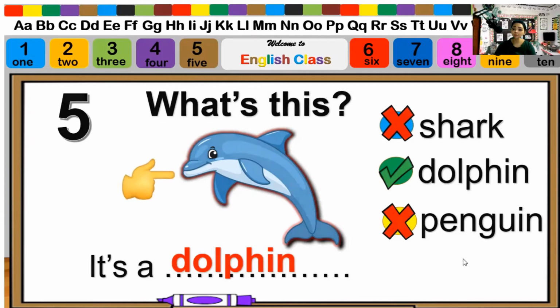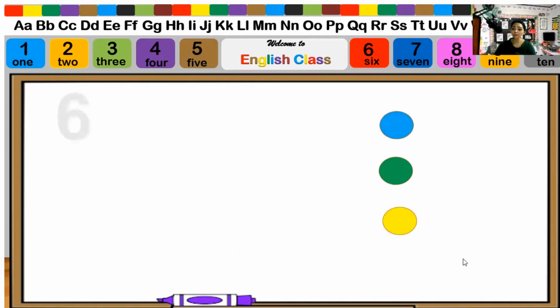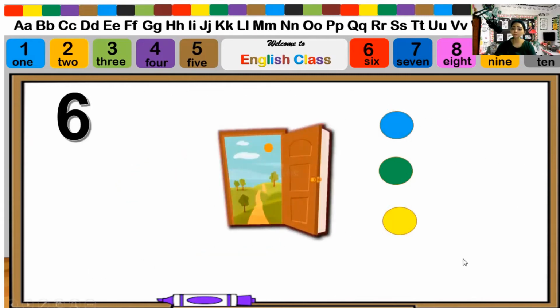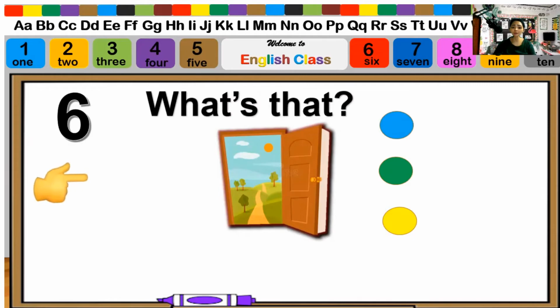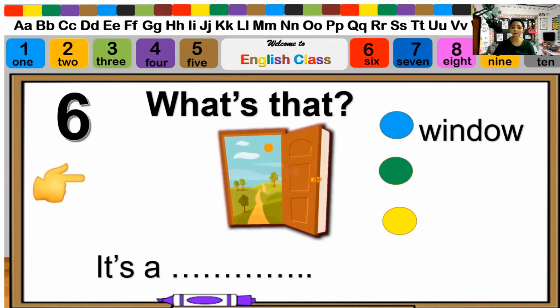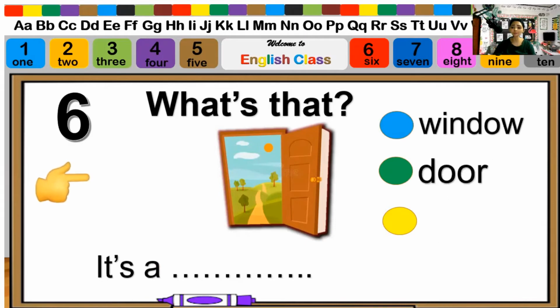All right, let's continue. Number 6. Look at the finger. Oh, still far. So what will be the question? What's this or what's that? Good job. What's that? It's a window, door, or table.